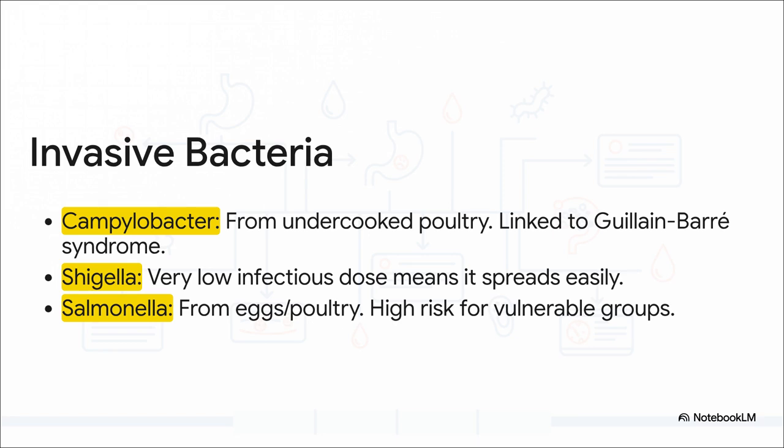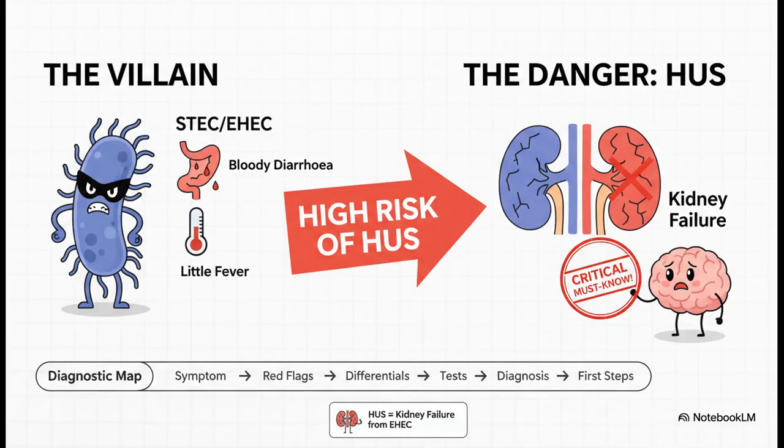places like daycare centers. And of course, Salmonella, from eggs and poultry, which is a really serious threat for the very young, the elderly, or anyone with a weakened immune system. Then we have a special kind of villain, Shiga toxin-producing E. coli, or STEC. This one is different. It causes a really nasty, bloody diarrhea, but often without a high fever, which can throw you off.